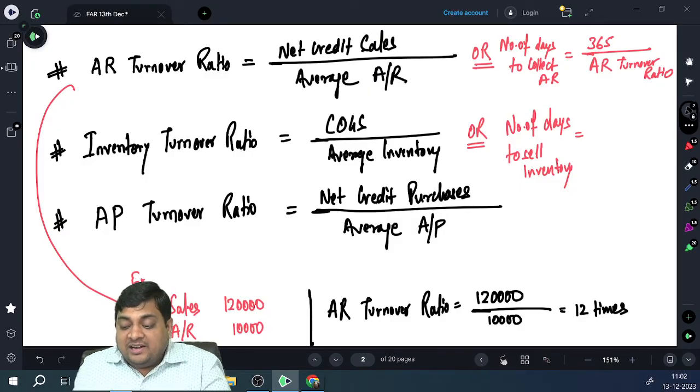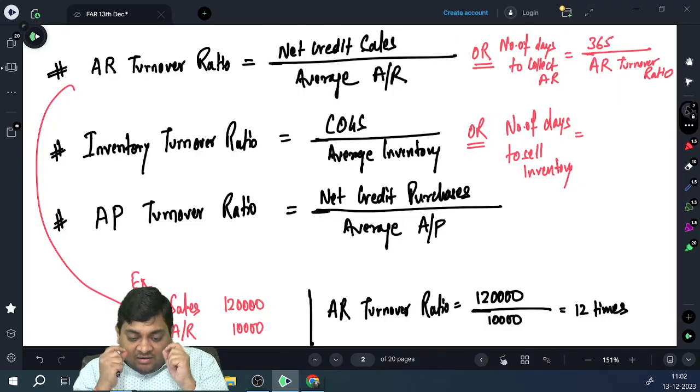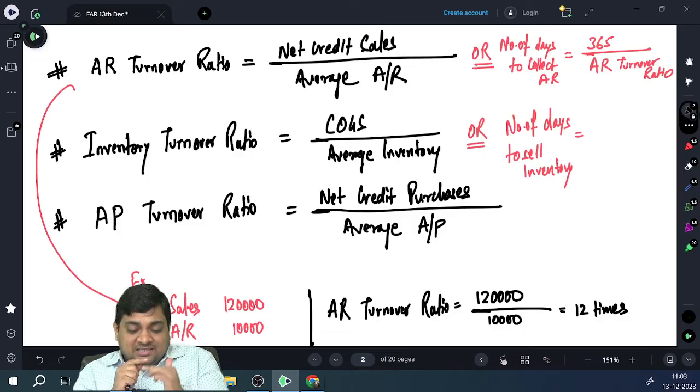I have rotated it 12 times. I sold today, I realize. So like this, currently 10,000 is outstanding, and throughout the year I have made a sale of 120. It means this 10,000 I have rotated 12 times. Now what is the gap between two rotations, right?